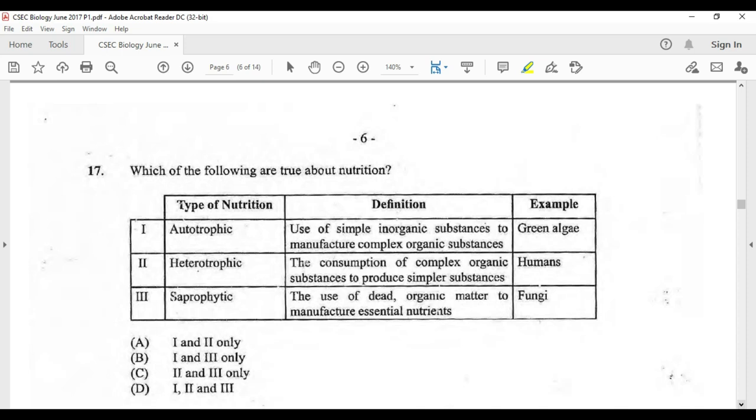And then we have saprophytic nutrition. The saprophytes feed on dead and decaying matter, reducing the nutrients back into the ecosystem. They use dead organic matter to manufacture. So if we look here, fungi is a decomposer and it is also a saprophyte. Human is a heterotrophic organism, as it depends on other organisms for food. So our best answer here is, of course, going to be D.